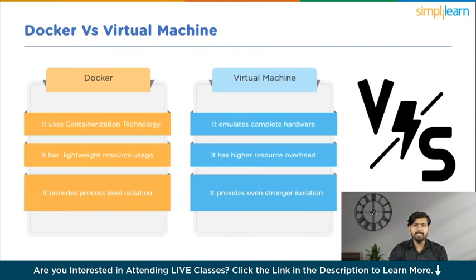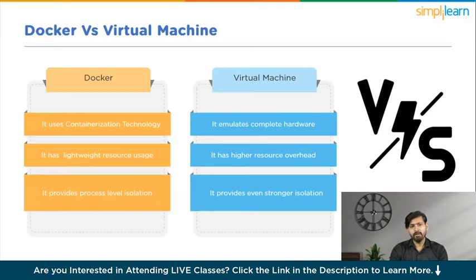This approach eliminates the need for a guest operating system, resulting in faster startup times, lower resource overhead, and greater efficiency. Docker containers are highly portable and can be easily moved between environments, while virtual machines require more complex migration processes. Overall, Docker offers great agility, scalability, and resource efficiency compared to virtual machines, making it an ideal choice for modern microservices-based architectures, DevOps practices, and cloud-native applications.